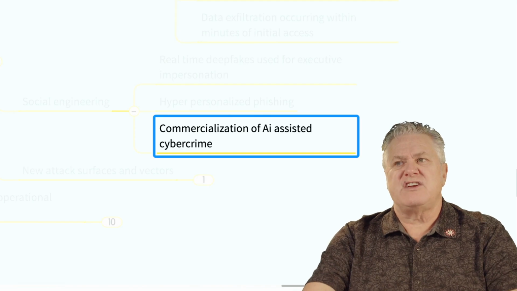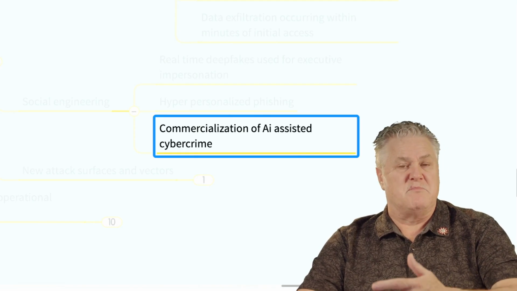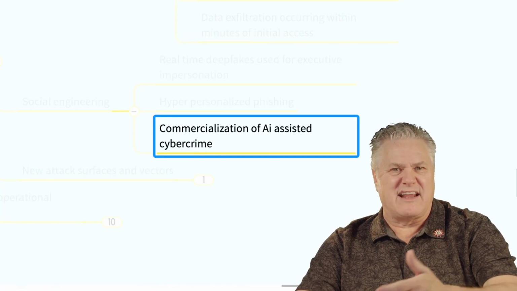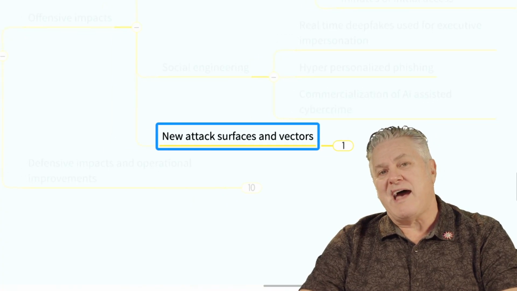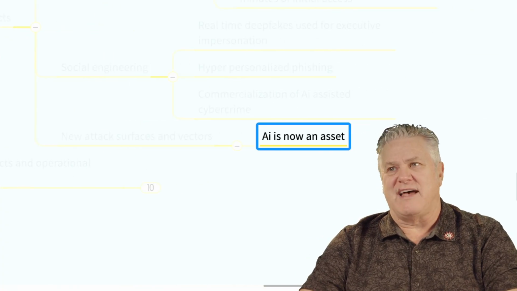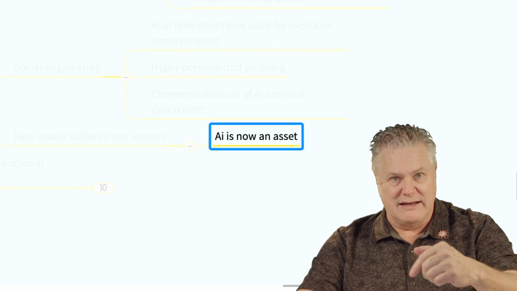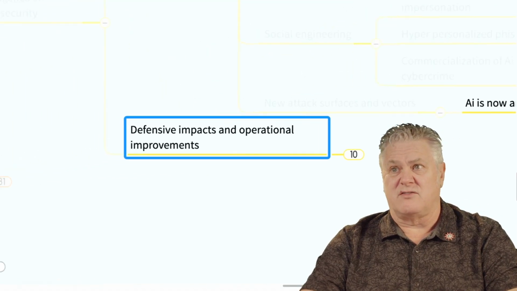The commercialization of AI-assisted cybercrime is huge today. That makes it easier for the cyber criminals, because when they set up the AI on that side, they don't have to do a lot of the extra work. There are new attack surfaces and new vectors of attack, and that's because AI is an asset inside of our organization. It is an IT asset, so we have to protect it as such.